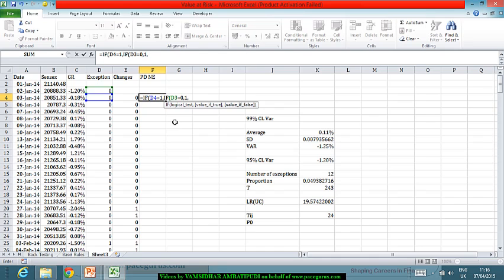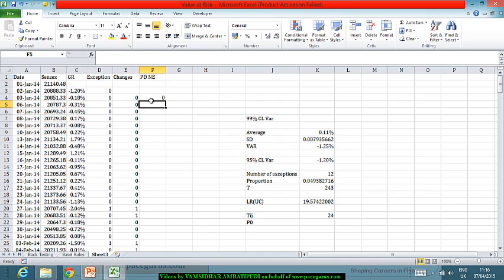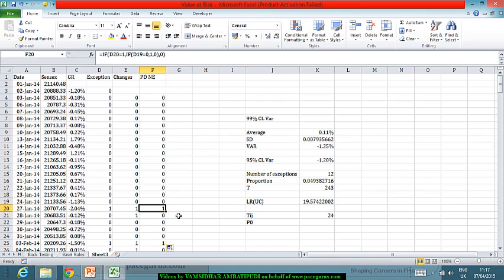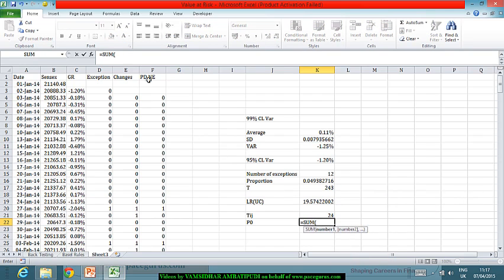Previous day was not an exception, right? And if the current day is not an exception, I really don't need to bother about it. So I'm counting the number of periods where the previous day was not an exception. So the P0 is telling me the total number of exceptions where the previous day was not an exception. There are 12 of them.